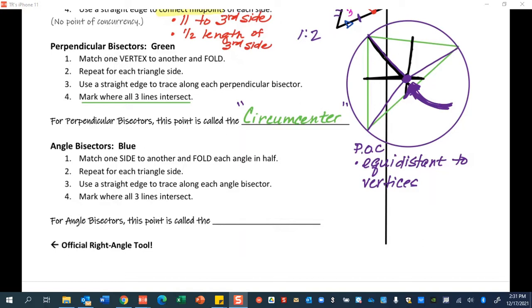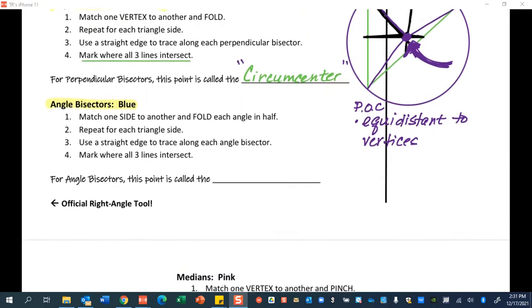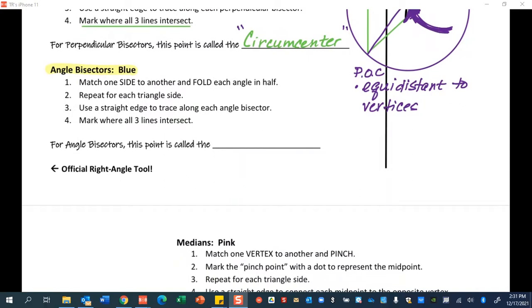Okay, our next, that was our perpendicular bisectors. Next up is angle bisectors. Our angle bisectors was your blue triangle. And all of those, again, marked in one place. And that is called the in-center.